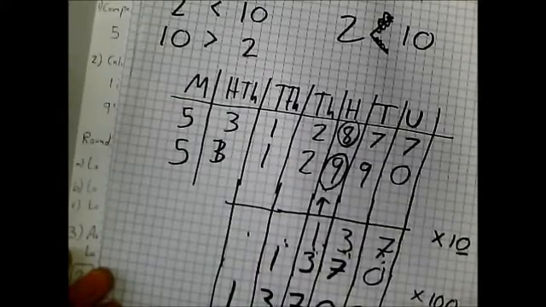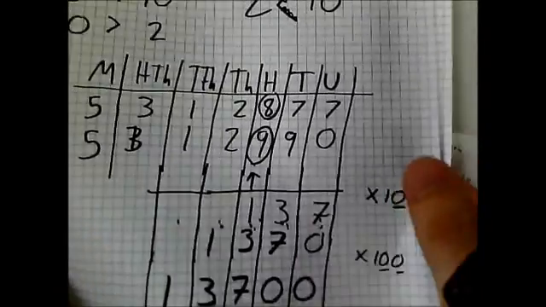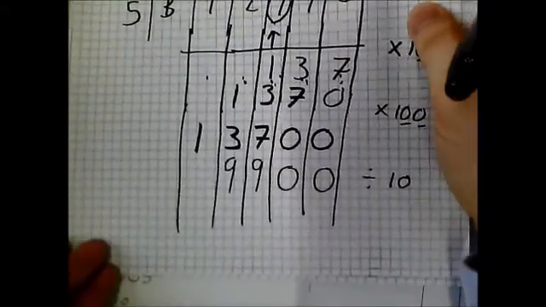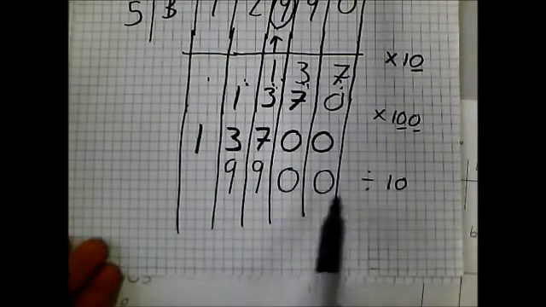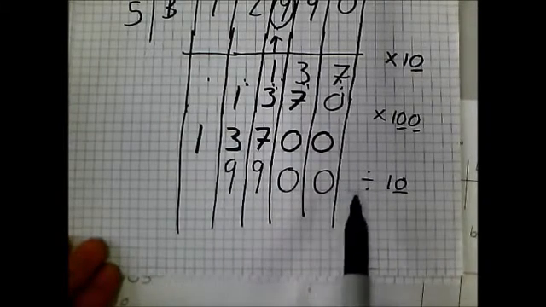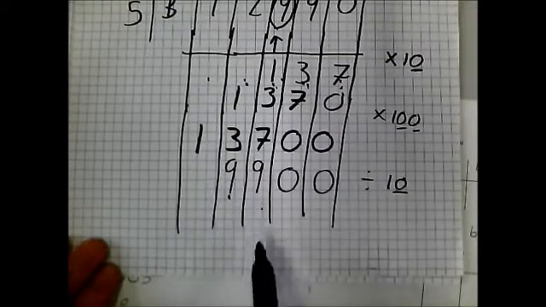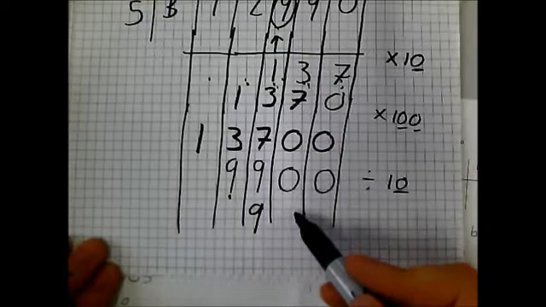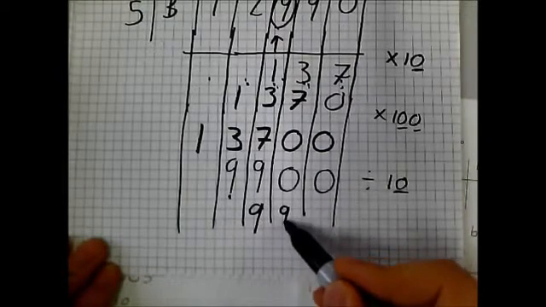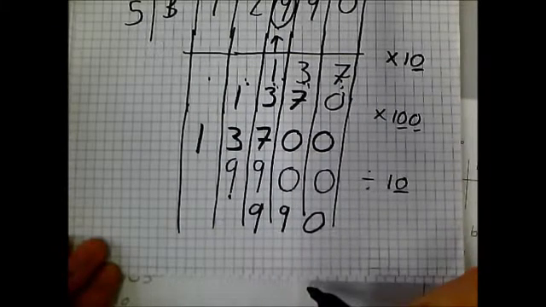Now, when I divide by 10, my digits are going to shift the other way. They're now going to shift one place to the right. So my 9 in the thousands column will shift to the hundreds column. My 9 in the hundreds column will shift to the tens column, and my 0 will shift over to here.